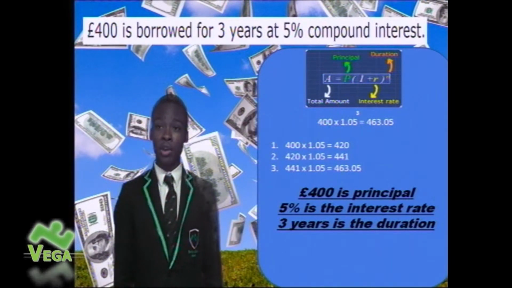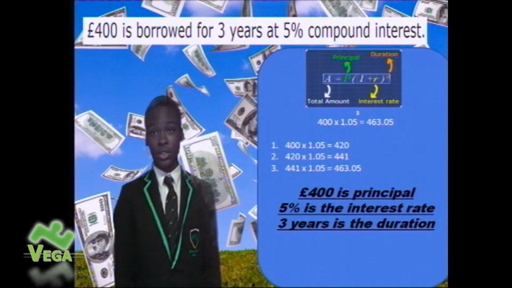£400 is the principal, 5% is the interest rate, and 3 years is the duration.